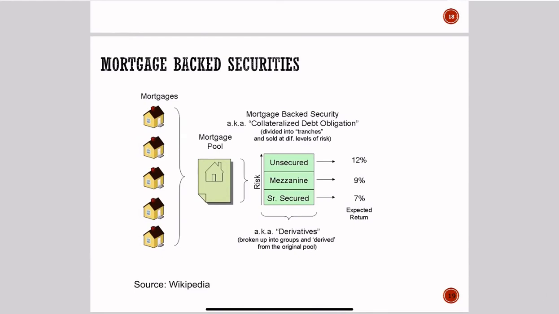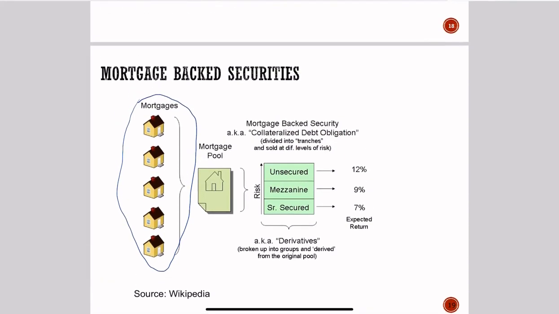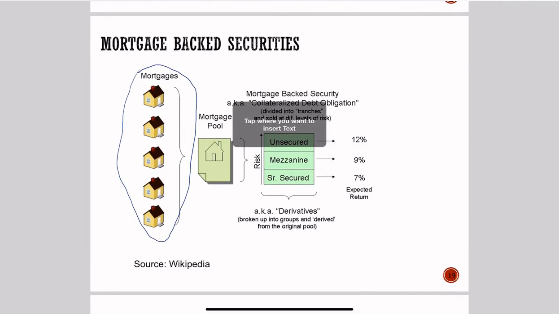Okay, let's talk about MBS, right? Well, what are these mortgage-backed securities about? So this is how MBS was constructed. So basically, you will bundle mortgages from different households into a mortgage pool, right? So it's like a portfolio of mortgages. Now you have this mortgage pool here.